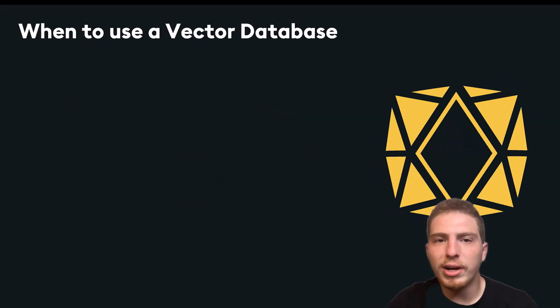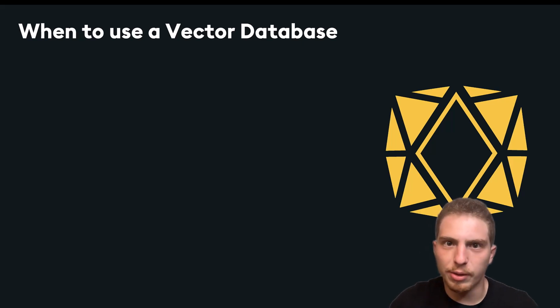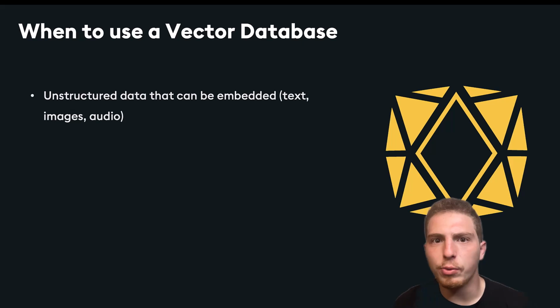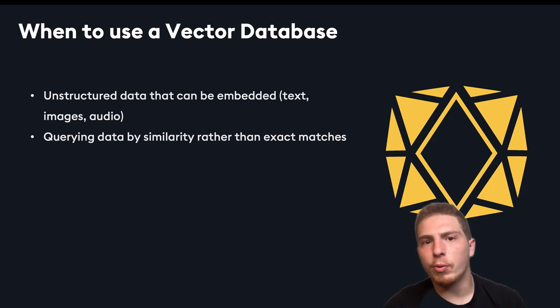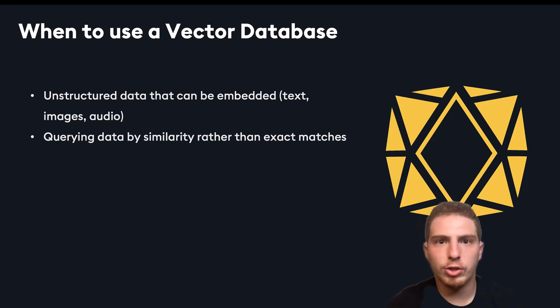Now, if you're trying to decide whether you need a vector database or not, here are some times when you likely do need to use a vector database. One is when you have unstructured data you want to search. This could be text, images, audio, video, any kind of unstructured data that you could embed. So you likely also need a vector database if you're querying data by similarity rather than exact matches, which means that there's several options that could be correct that need to be ordered in some way. But if you need an exact match, which means you need the answer to fit a certain criteria, then a traditional database might be a better fit for your particular problem.